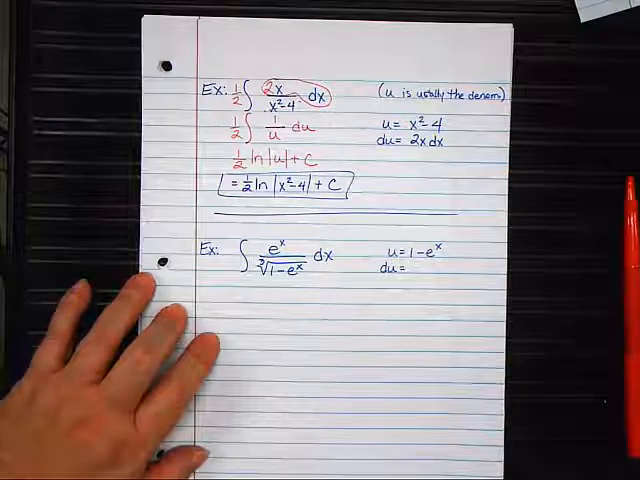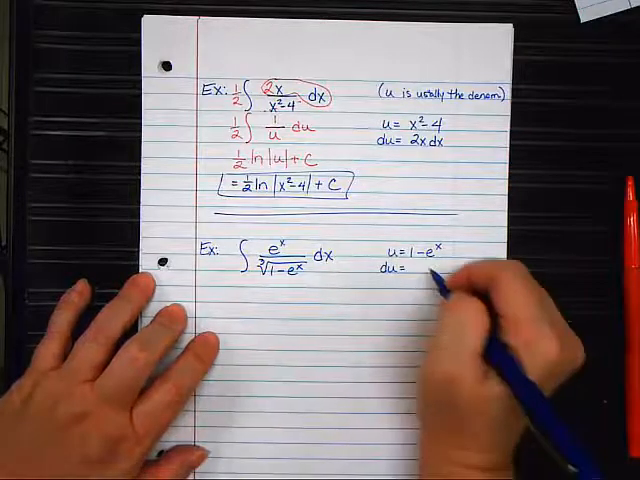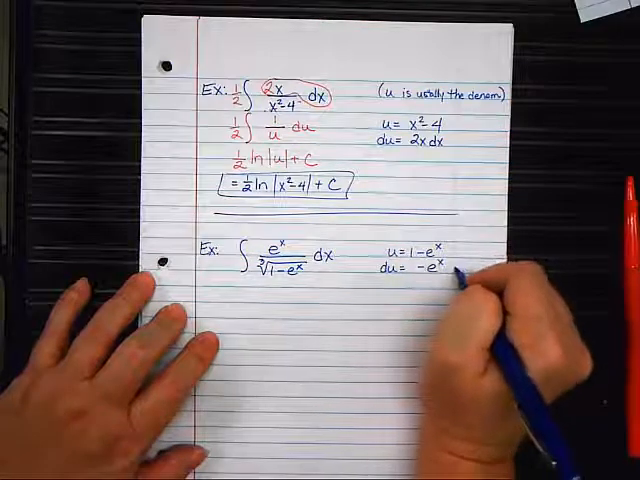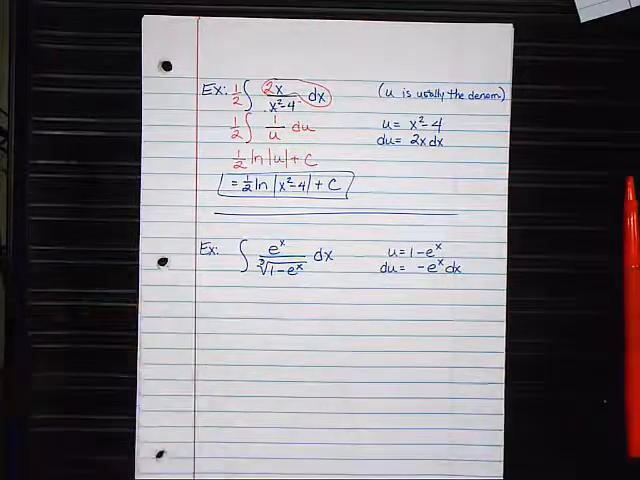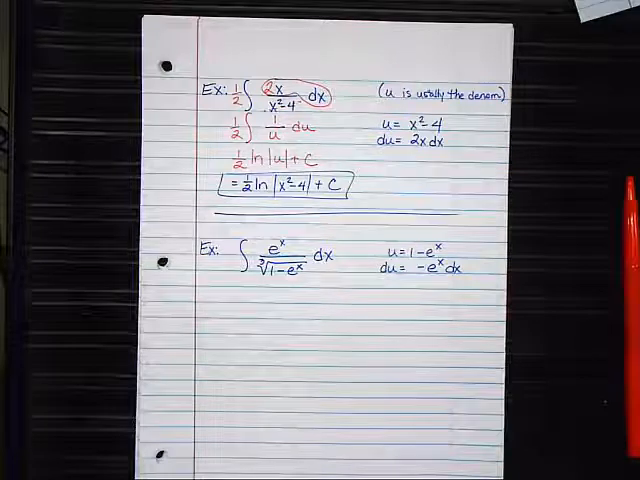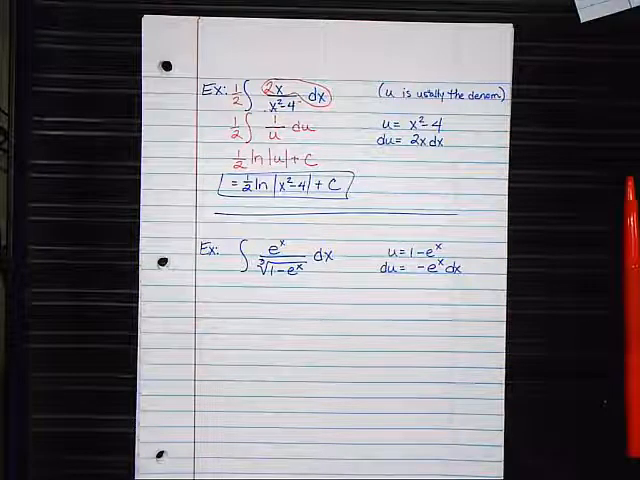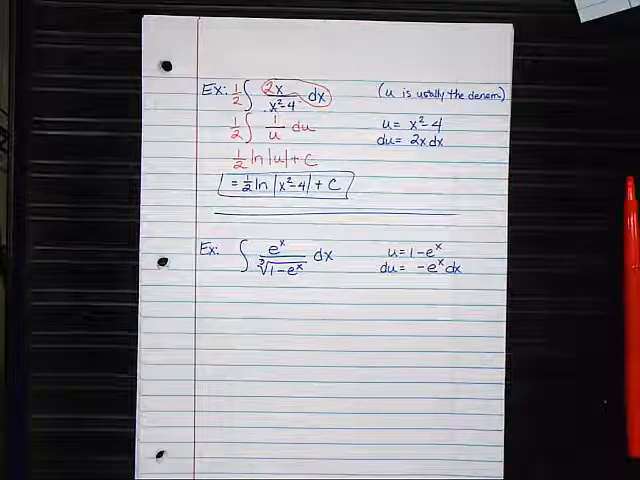What is du? It is negative e to the x dx. Okay, does everybody understand why it's negative? Yes. Okay. All right.